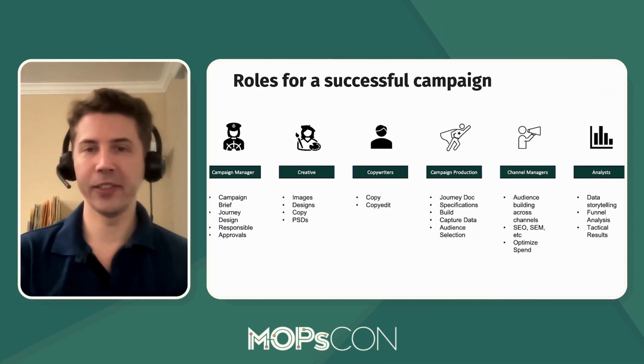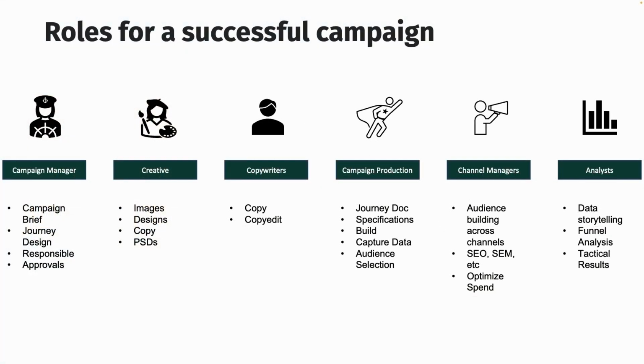All right, so who do you need for a successful campaign? You're going to need a campaign manager, a marketer who is responsible for that journey, is responsible for the outcomes of that journey, and can provide a campaign brief as well as a journey design and work with the creative team, the copywriters, and the campaign production team to develop that and get it built. So the creative team, the copywriters are going to bring that brief to life, and they're going to provide that to the campaign production team to insert into the system, build HTML, bring that to life for the audience, create that experience for the audience.